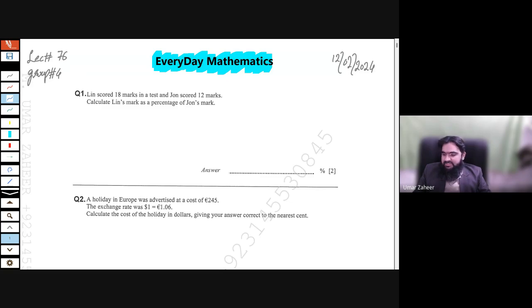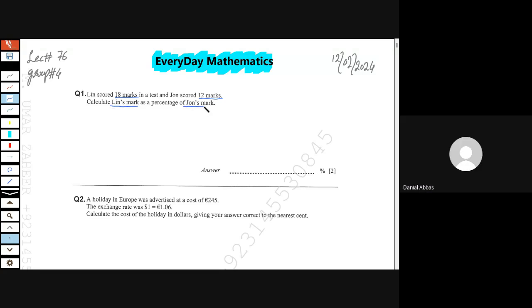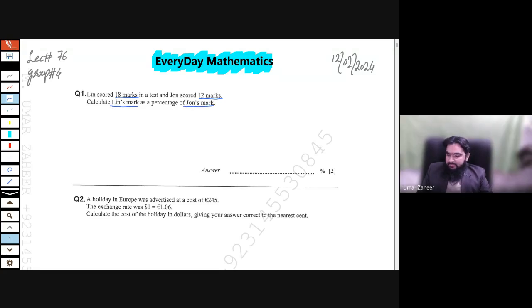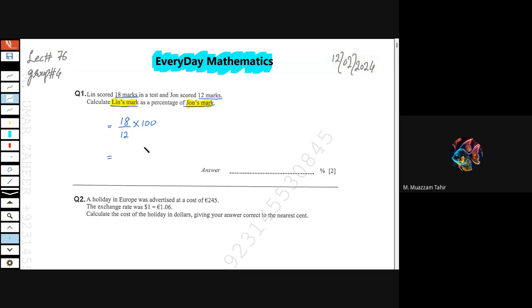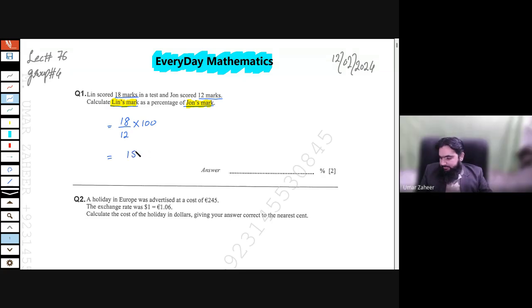The first question says that Lin scored 18 marks in a test and Jihun scored 12 marks. You have to calculate Lin's marks as a percentage of Jihun's marks. So the Lin marks is 18 divided by the Jihun marks, 12, multiplied by 100. Please find the value. 150%. Yes.